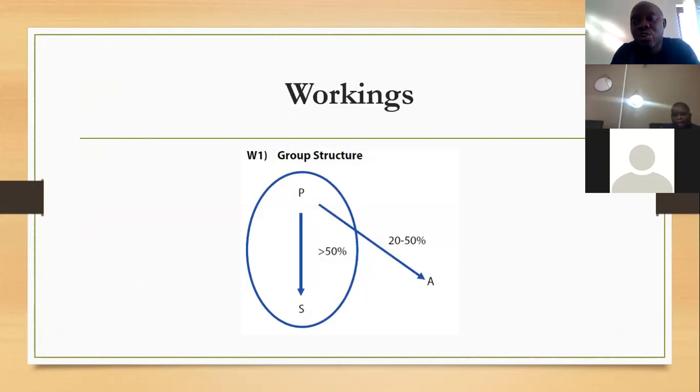So now we are going to go further and look at a methodical way of working out a consolidated question. It can be extended when you're looking at other components, such as associates and the like. The first working, which is almost given, you could earn yourself a half mark if you do it correctly, because it's very easy, is on the group structure. You first need to know the group structure.